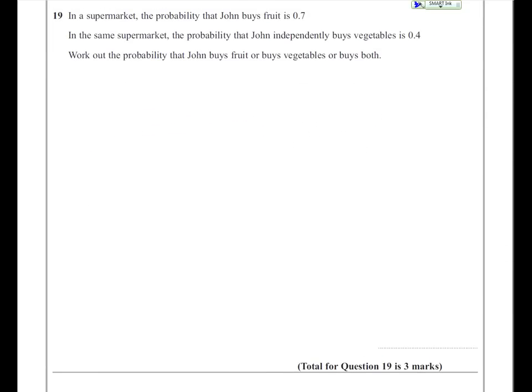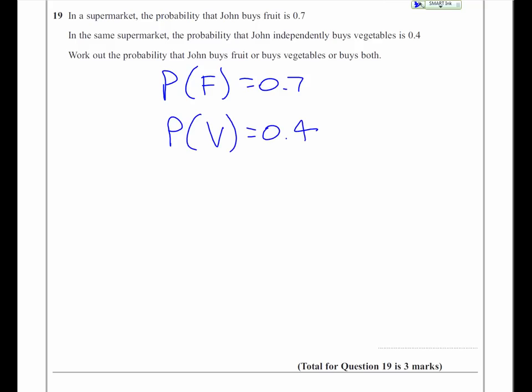Question 19. In a supermarket, the probability that John buys fruit, so probability of getting fruit, is 0.7. In the same supermarket, the probability that John independently buys vegetables is 0.4. So probability of him getting his vegetables is 0.4. Work out the probability that John buys fruit or buys vegetables or buys both.